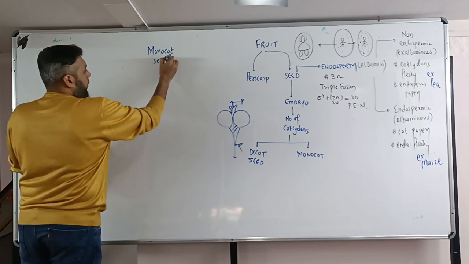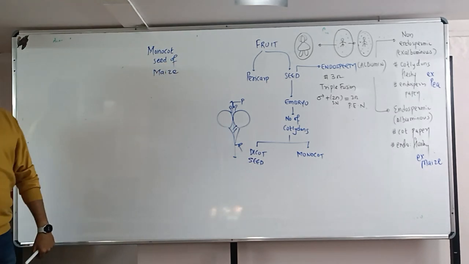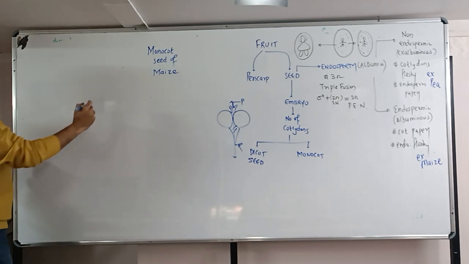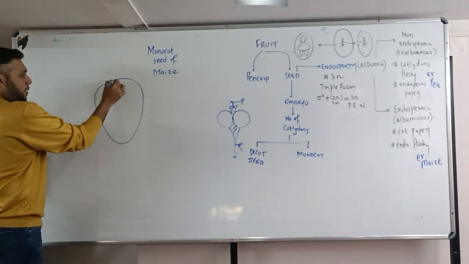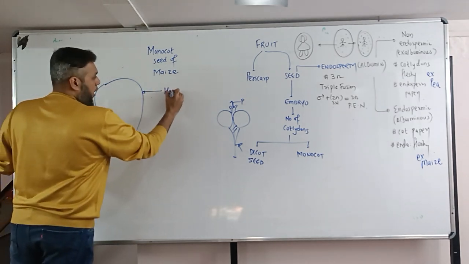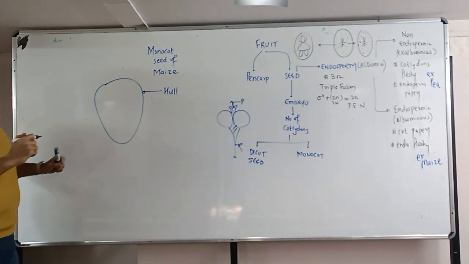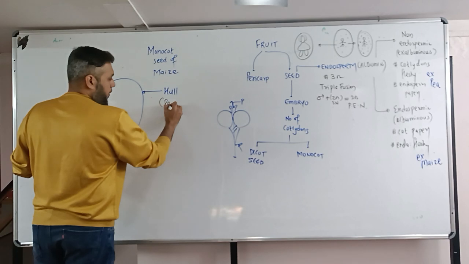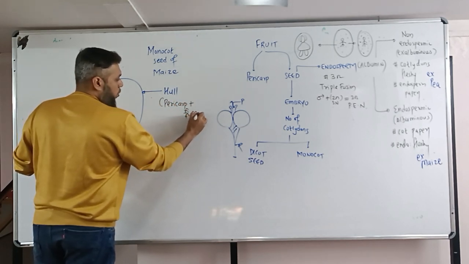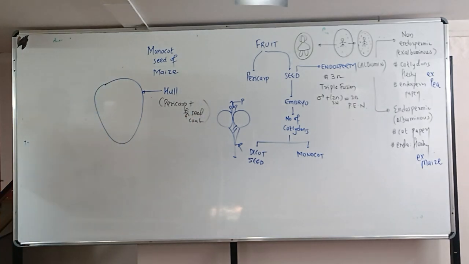Now let us talk about a monocot seed of maize. What is the common name of maize, bachcho? Makka, makkai. What is the color of the maize grain? Commonly yellow. That yellow part is called hull. What is it? Hull. It's a fusion of pericarp plus the seed coat. It's a fusion of what? Pericarp and the seed coat.